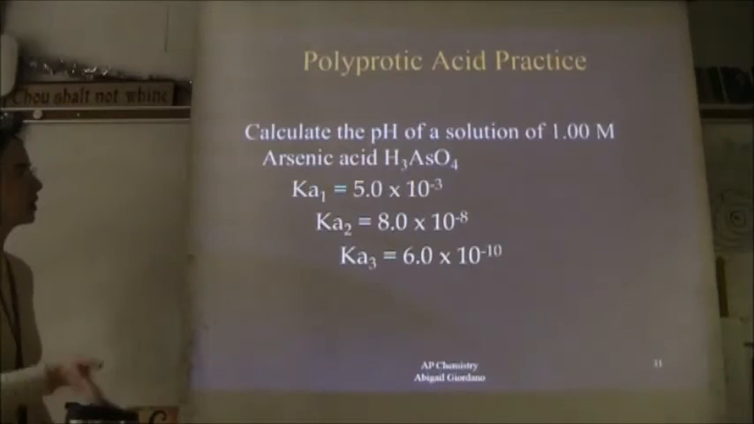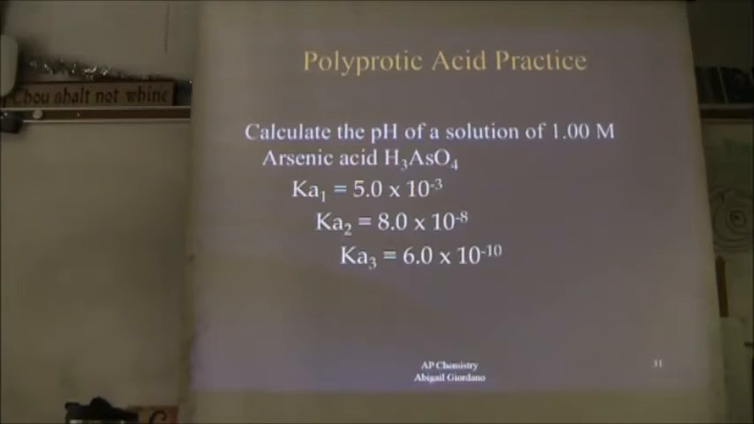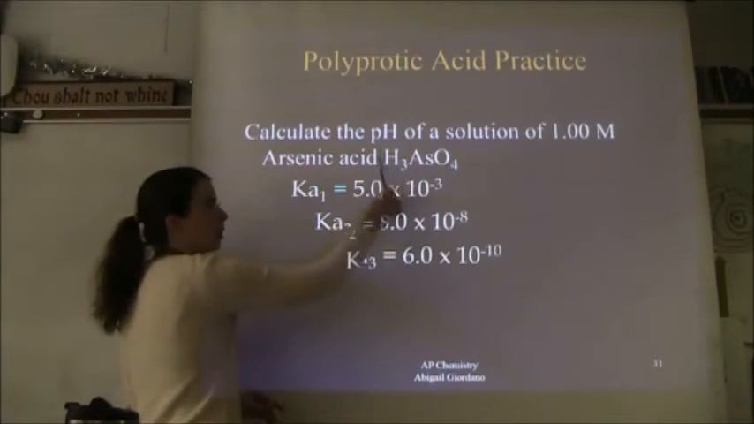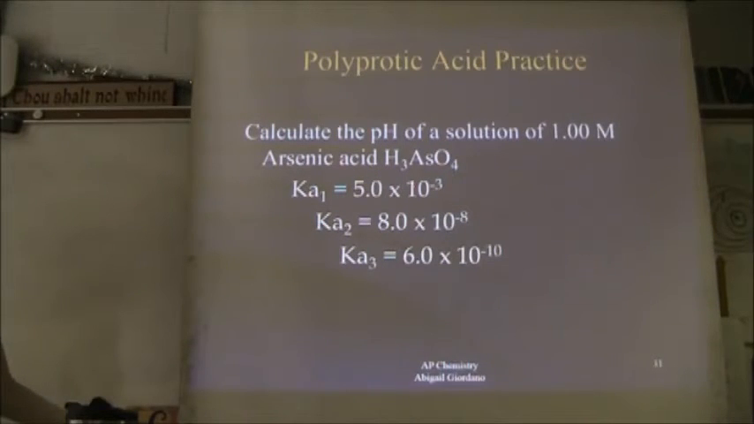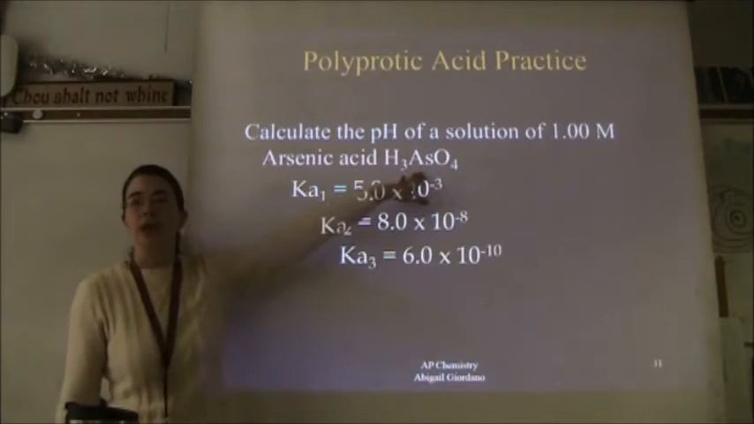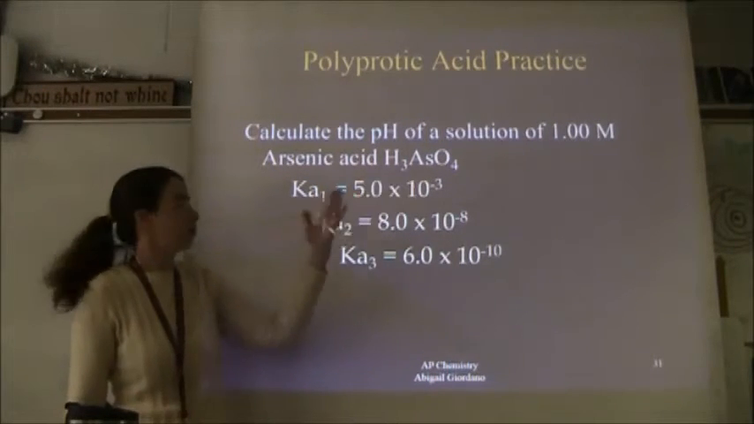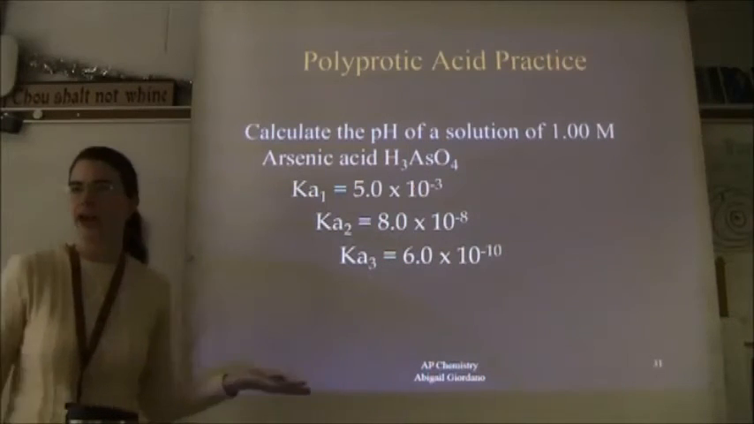All right? Let's look at a sample problem. And I'm going to weave in some review from last class. It says, calculate the pH of a solution of 1 molar arsenic acid. This is a triprotic acid, which is why we have 3 Ka values. Arsenic acid, strong or weak? Weak, okay. Weak acids have Ka values, strong acids don't.